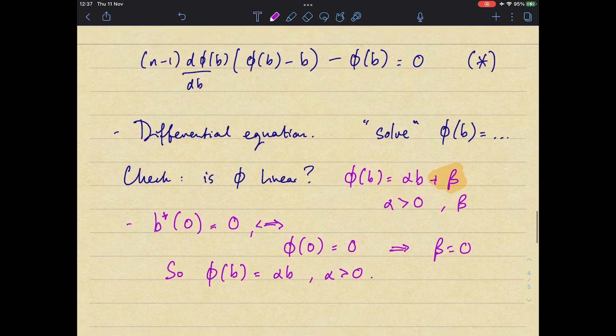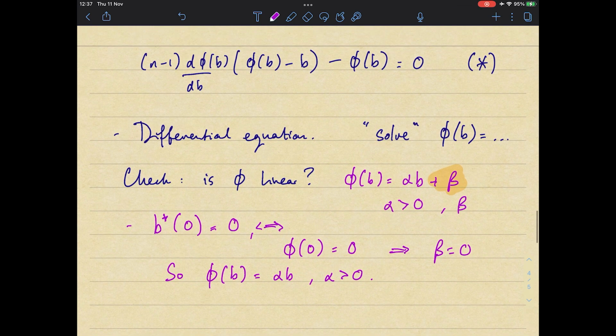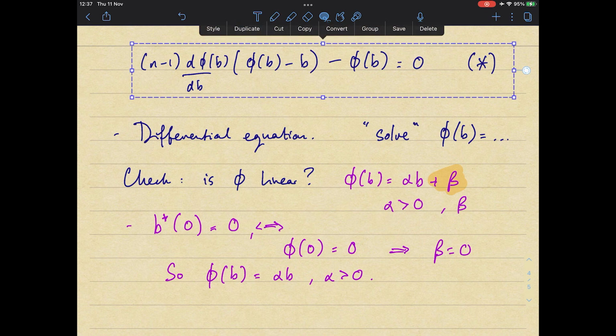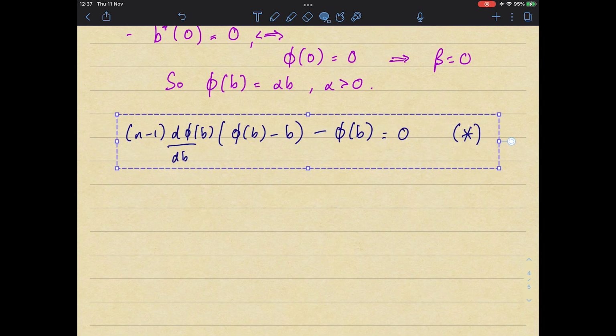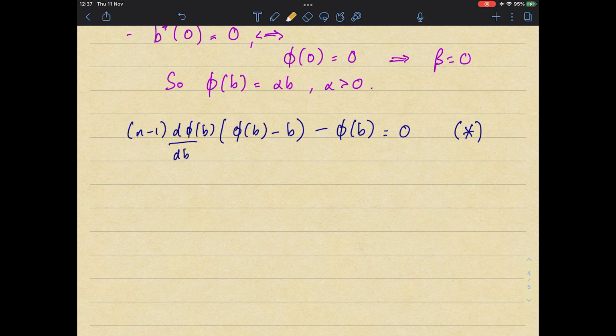I'm going to substitute, so let's bring this equation down, this equation star, copy and paste. And what I'll do is I'll substitute this expression into this equation, and if we find that alpha is a positive constant, then we know we're good, okay? So that's how we go about solving this.